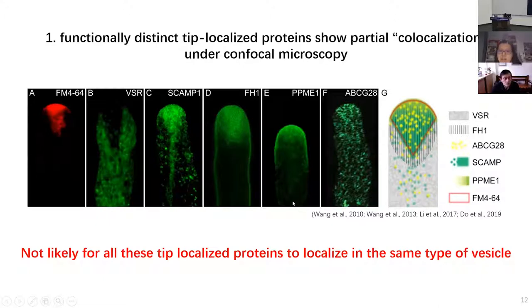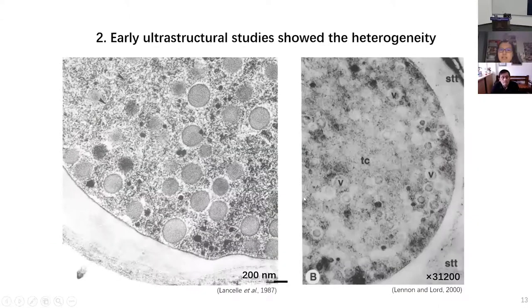The compact tip vesicles actually hinder us from distinguishing them by confocal microscopy because most tip vesicles are smaller than the resolution limit of confocal microscopy. The second supporting evidence is that ultrastructure micrographs of tip vesicles show their heterogeneity. They are certainly not uniform.